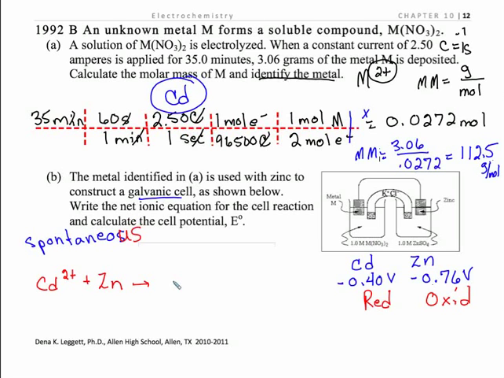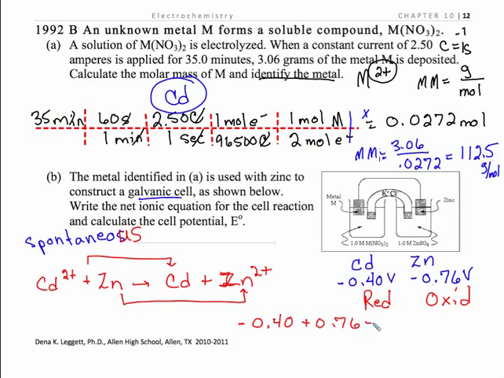So I'm going to do this part pretty quickly because we've seen this. So cadmium gets reduced from cadmium 2+ to cadmium metal. And zinc is oxidized from zinc metal up to zinc ion. And my E naught, I've got to flip the sign of the zinc since it's an oxidation. So it's 0.40 plus 0.76, which is 0.36 volts.